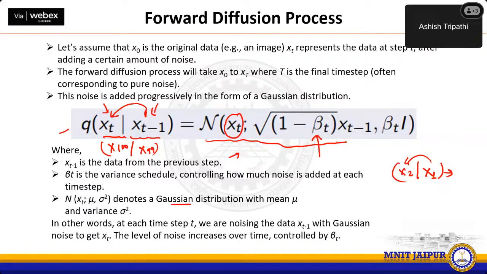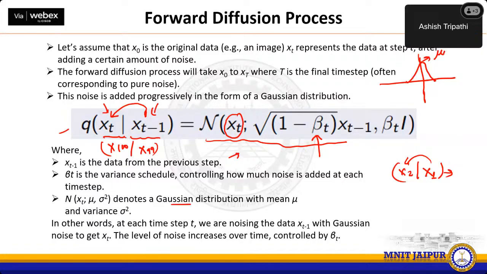So in the Gaussian distribution, you already know that the Gaussian distribution is something like this. Someone has asked what the Gaussian distribution is. Gaussian distribution, or normal distribution, is something like this. So this is the mean.